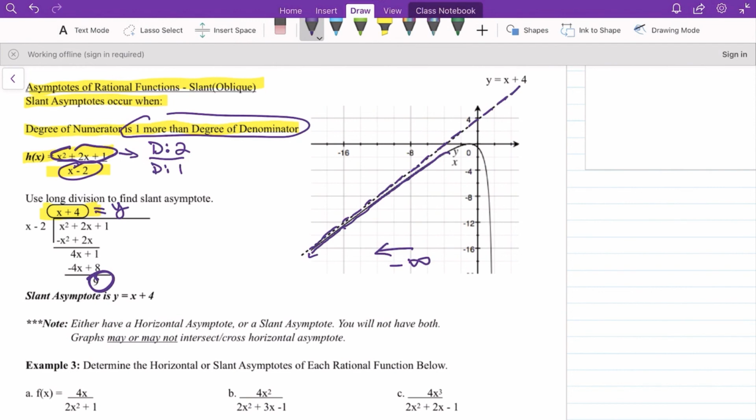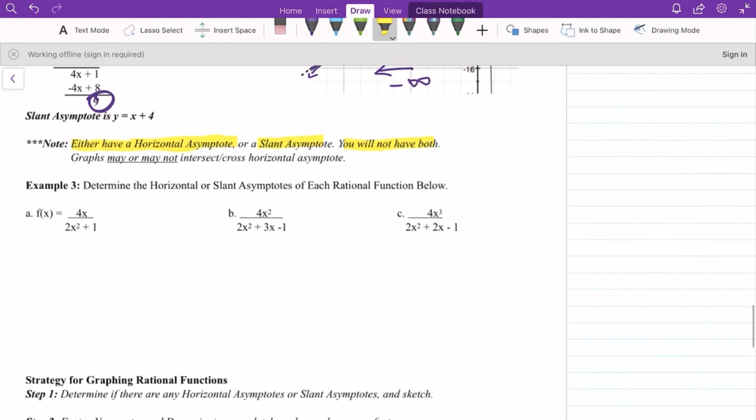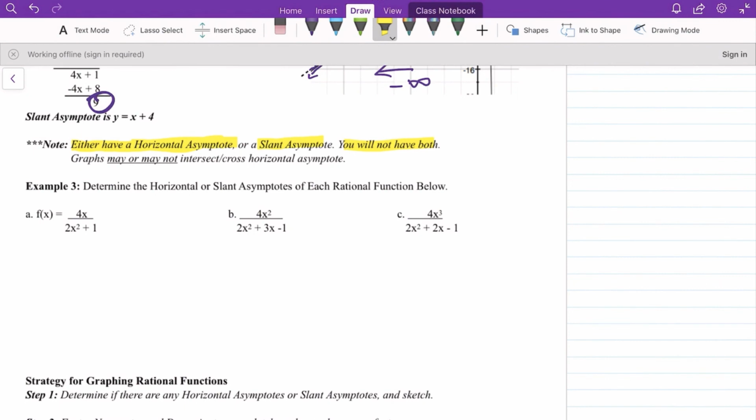So the thing to be aware of, and it's right here in the note I have, is that rational functions are going to have a horizontal asymptote or a slant asymptote. It's not going to have both. It could have a horizontal and a vertical asymptote, or it could have a vertical asymptote and a slant asymptote, but it can't have a slant asymptote and a horizontal asymptote. So now we're just going to classify the examples down at the bottom here, and then we'll end the video.